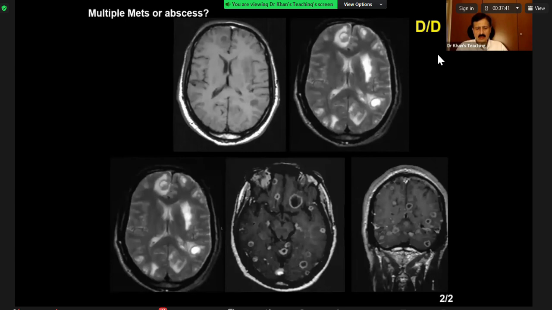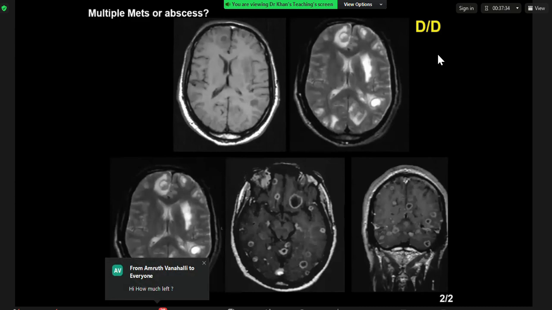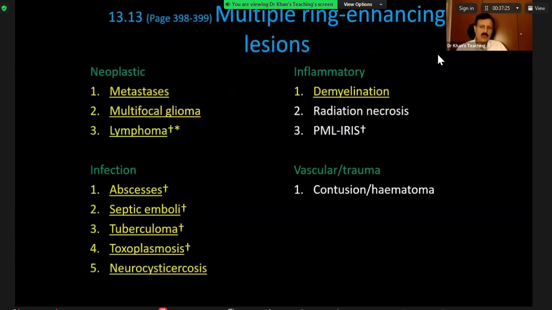Would I say no then? Yep. But given the vasogenic edema around it, I think this is more likely to be either metastasis or abscess. Okay. So this is the differential diagnosis of multiple ring enhancing lesions, and it has been asked in the exam. It's very simple, by the way, but at times you don't remember it. So it's a good idea to cover it.